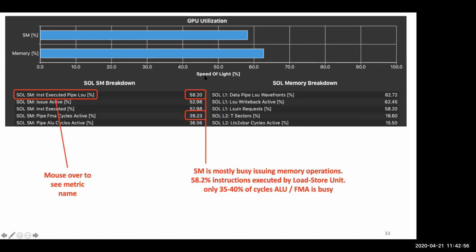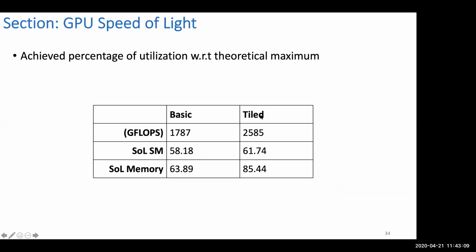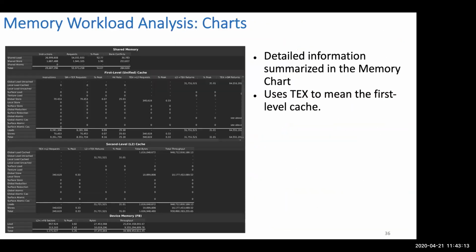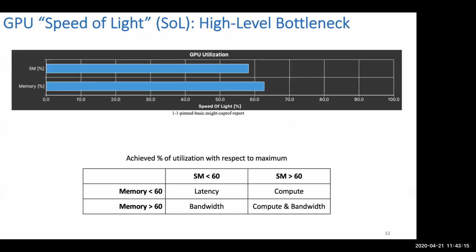Sorry, I see a chat. Oh, so I have a question here. If the compute is over 60%, why is it compute bound? So I think what this question is asking is, if the compute is over 60%, why does that mean we're compute bound? Doesn't it mean there's 40% more compute that we can achieve?